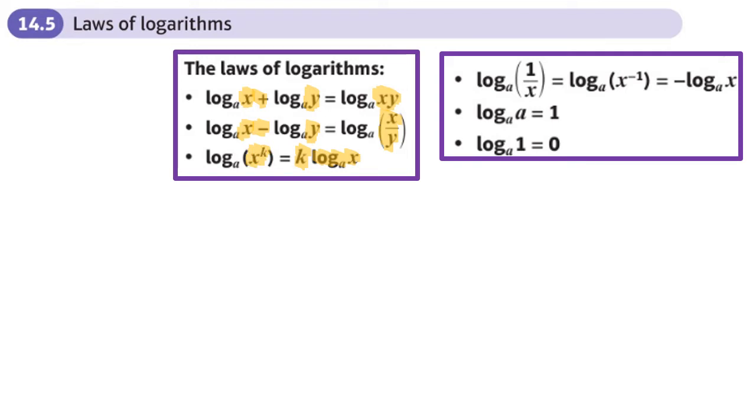And there are some special cases here when you've got the log of 1 over x. That's the same as x to the power negative 1 here, and that negative 1 can go at the front there. It does the same thing. And if you've got something like this, the power that takes you from a to a is 1. And the power that takes you from a number to 1 is 0. So these are sort of special cases here.